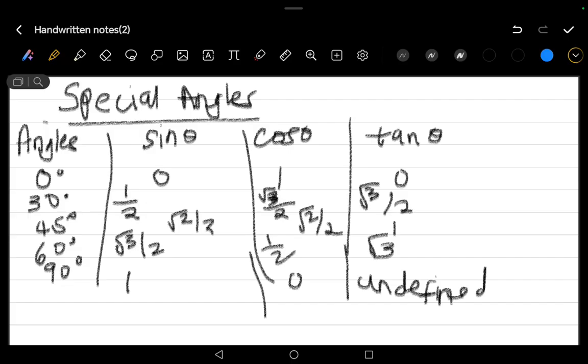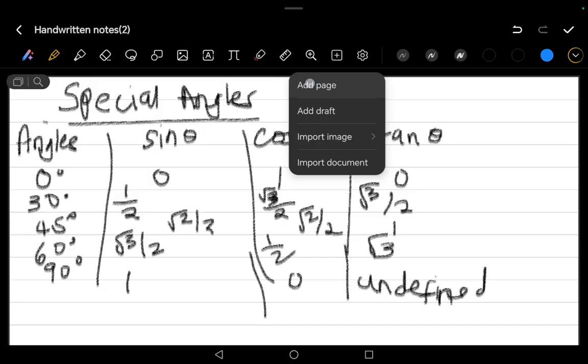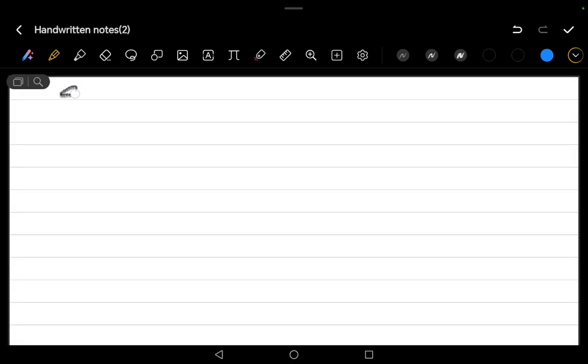So you just have to memorize this table, and then know that if I'm given sine 30, sine 30 is half. If I'm given sine 45, sine 45 is square root of 2 over 2. Because most of the time they'll tell you not to use a calculator when you are doing trigonometry. So let's do an example. Moving forward, we're going to do an example.